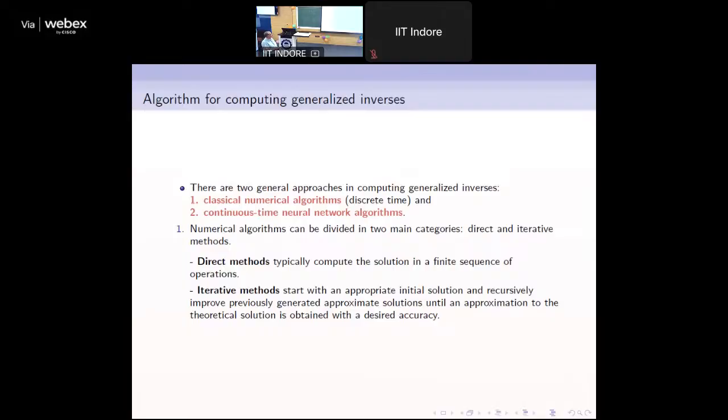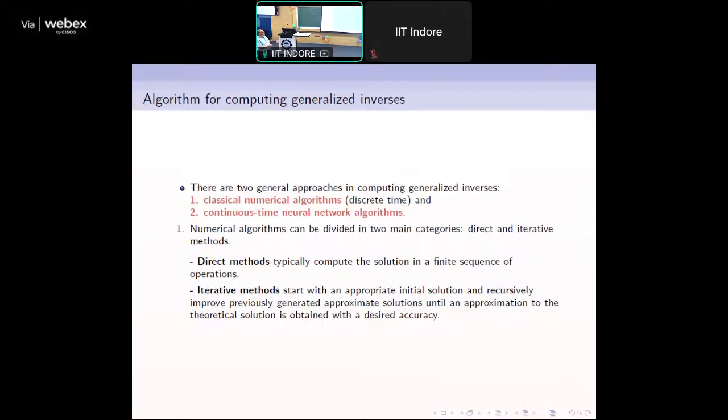Two possibilities: classical numerical algorithms and continuous-time neural network algorithms. Here we will consider part 2. Part 1 is enough for another course, for another time. After several years, for the next course, it will be appropriate to consider classical numerical algorithms.